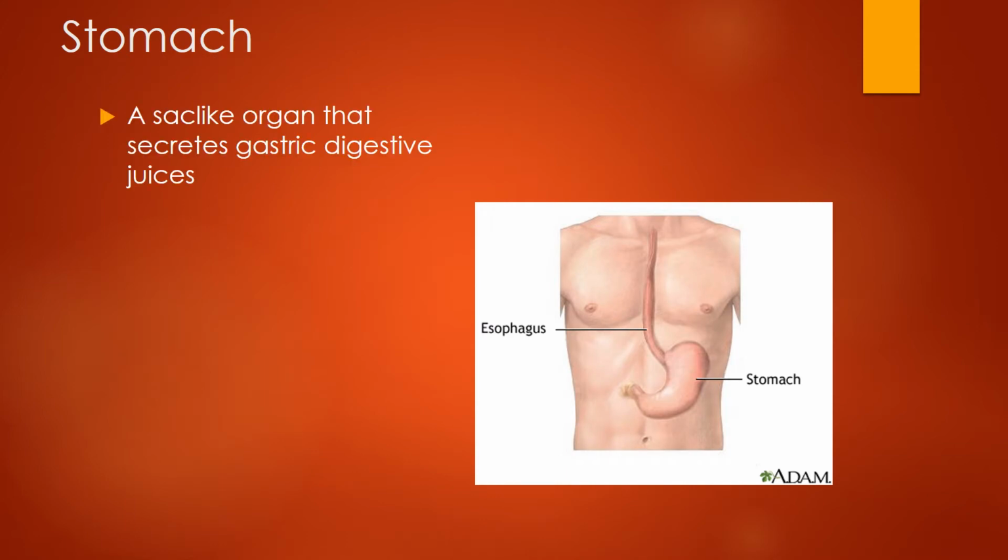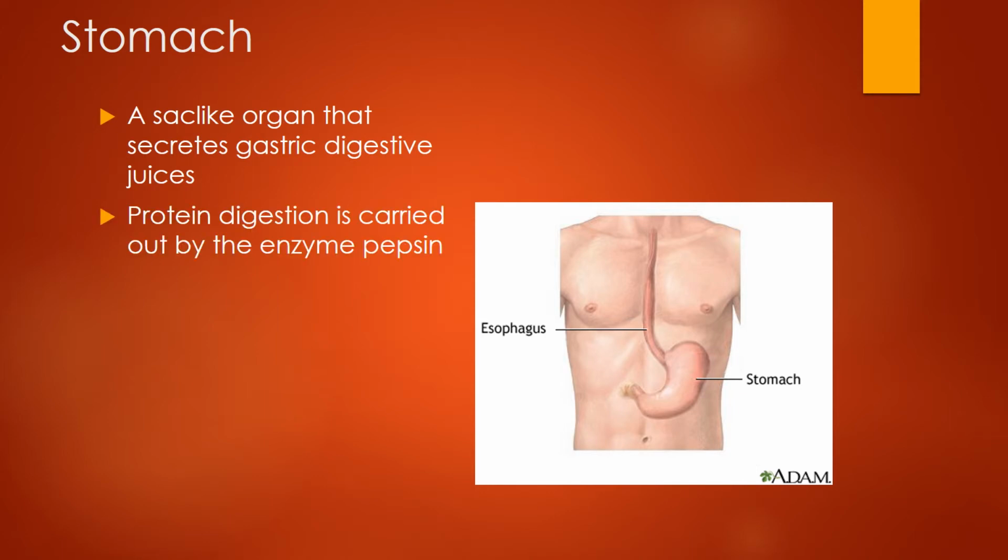A large part of protein digestion occurs in the stomach. The stomach is a sac-like organ that secretes gastric digestive juices. Protein digestion is carried out by an enzyme called pepsin in the stomach chamber. The highly acidic environment kills many microorganisms in the food and, combined with the action of the enzyme pepsin, results in the catabolism of protein in the food.